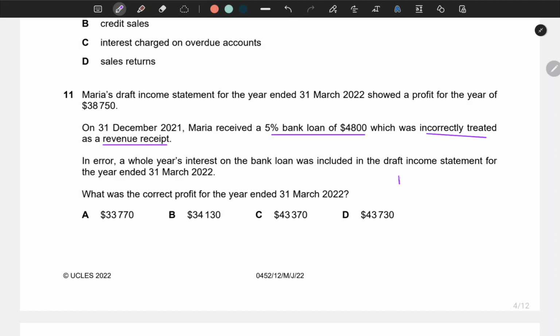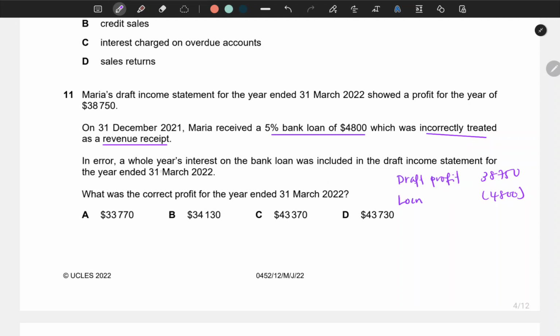Okay, so we start with the draft profit, which is 38,750. Now they said that Mara received a 5% bank loan for 4,800, but it was incorrectly treated as a revenue receipt. Revenue receipt means you record it in the income statement, so you need to deduct this 4,800 from the profit because you included it in the revenue. So you need to deduct the bank loan.